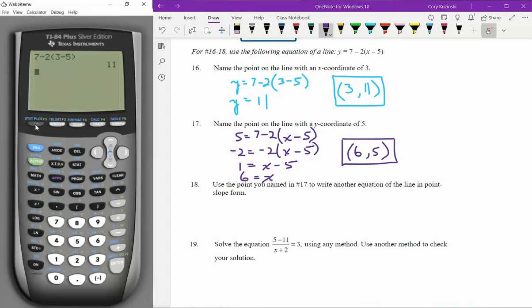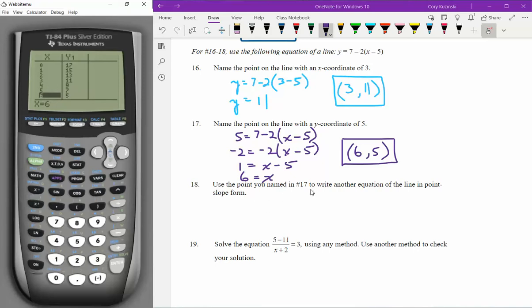So what I think I'll do is go y equals, I'm going to check my last couple answers here. Punch the equation in. Go to the table. And I can see I get 3 and 11, and I get 6, 5. So there we go.